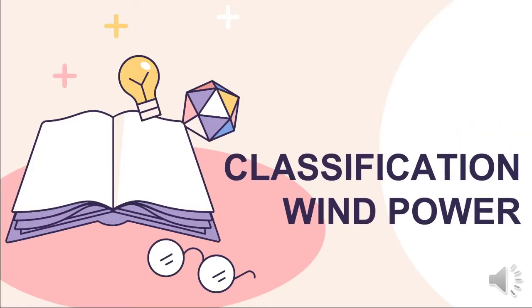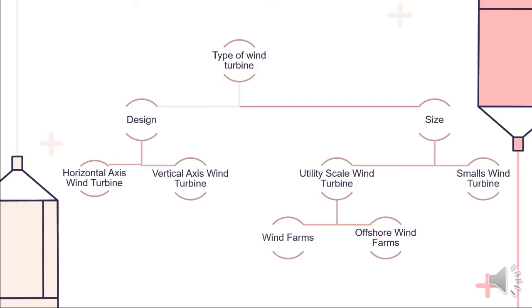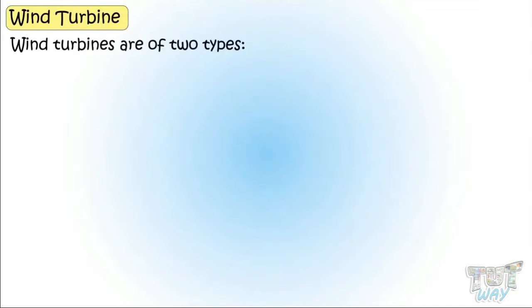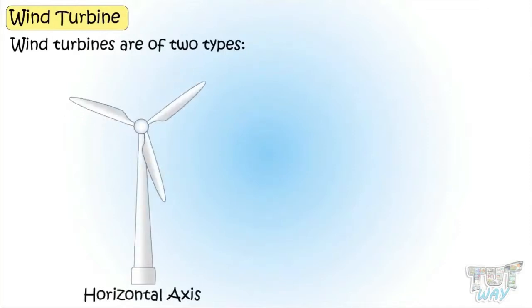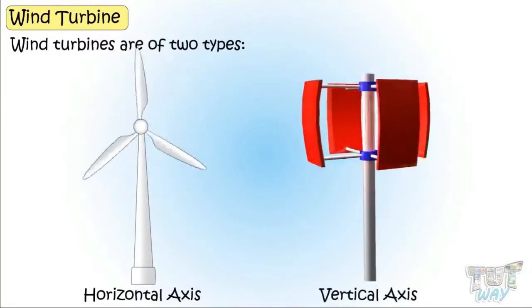The wind turbine can be classified into two, according to its design and size. There are two basic types of wind turbine, which are the horizontal axis wind turbine and the vertical axis wind turbine. They are also available in different sizes depending on their application, such as utility-scale wind turbines and smaller wind turbines. Wind turbines are mainly of two types: horizontal axes and vertical axes.